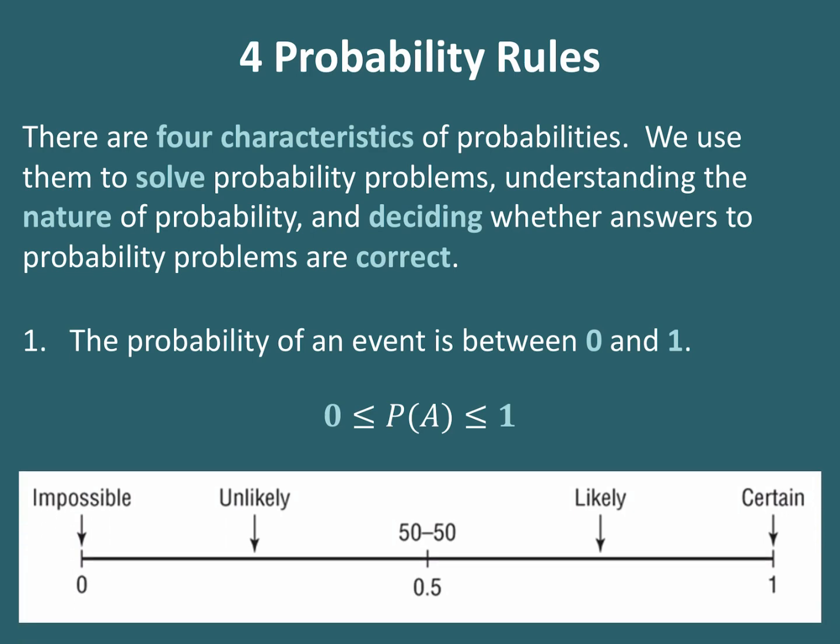Here's a diagram to further explain. 0 represents the impossibility of an event. 1 represents the certainty of an event. And you'll notice in the middle, it might be 50-50. To the left would be an unlikely event. To the right would be a likely event.